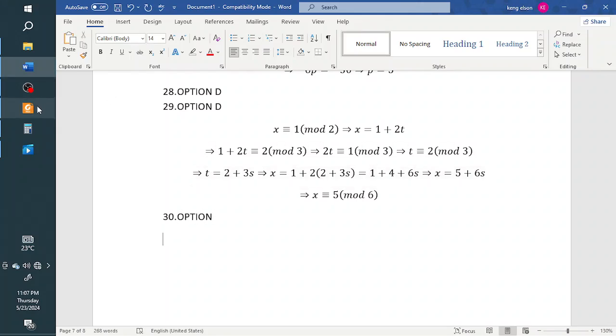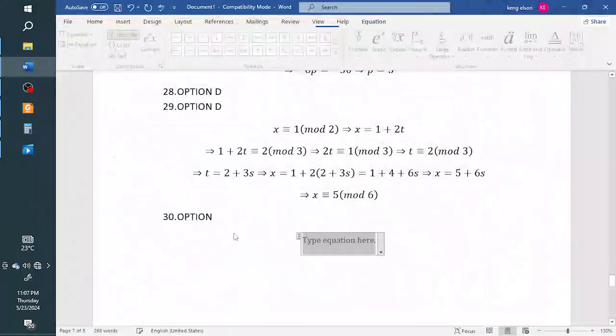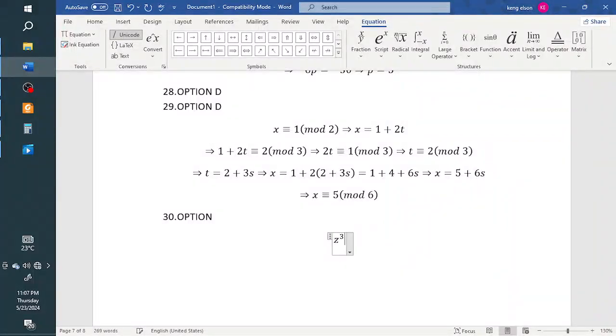Oh, 30. Wow, last question already. Interesting. Z cube is negative 8. What are the solutions of z? Okay, so z cube is equal to negative 8.